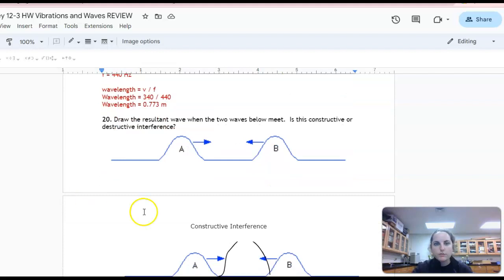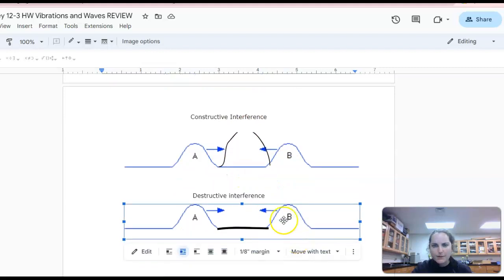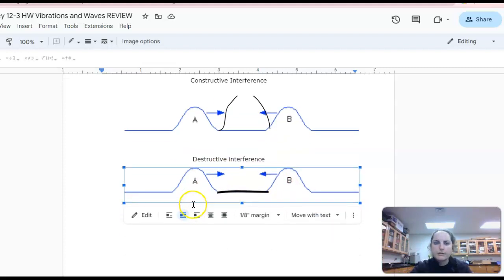Number 20, we had to look at the resultant, whether it was constructive or destructive. I tried my best to draw these, but because these are two crests that are going to meet, it would be a constructive interference pattern, or basically there's going to be a larger mountain. For destructive, it wouldn't show with these two interactions because we're still showing two crests coming at one another. But if we had a crest and a trough meeting, or something that was lower, then destructive interference would be just like a straight line.